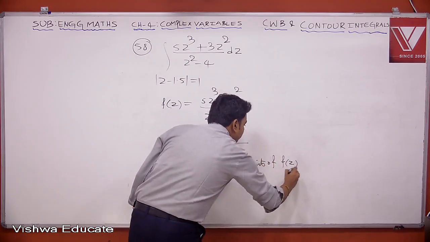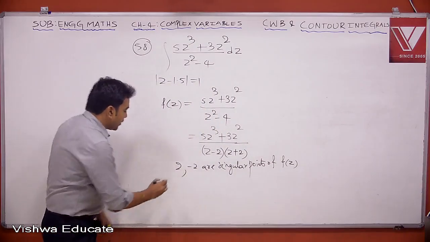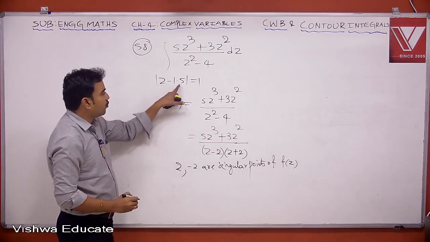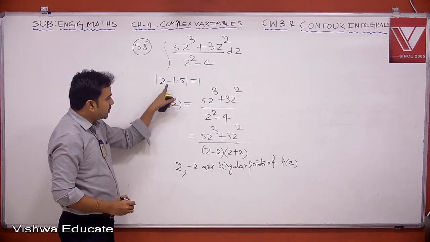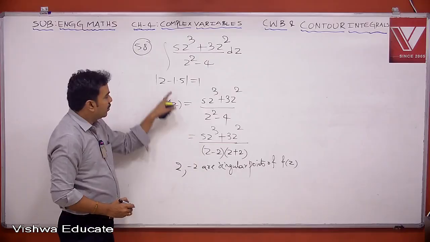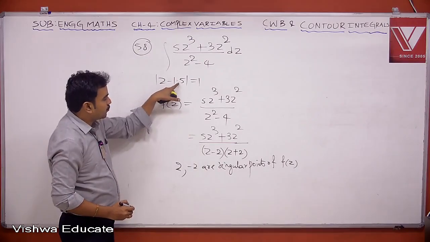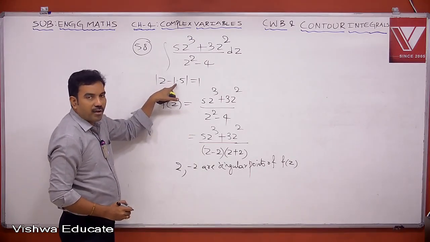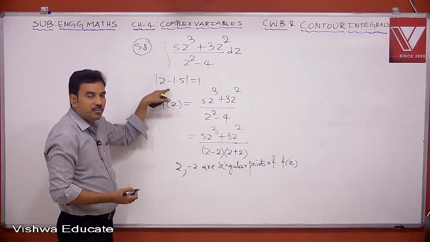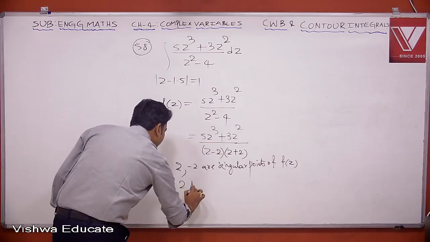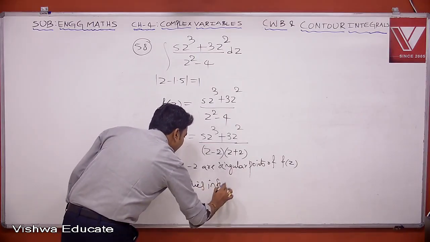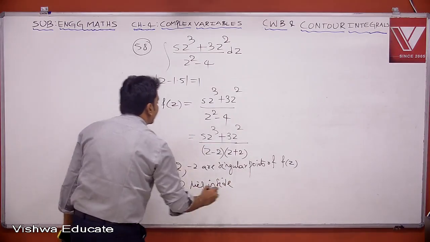But when you look at these two, modulus of 2 minus 1.5 is 0.5, which is less than 1. So it lies inside the circle. Minus 2: modulus of minus 2 minus 1.5 is modulus of minus 3.5, which means 3.5, which is greater than 1. So in this case, 2 lies inside the circle.